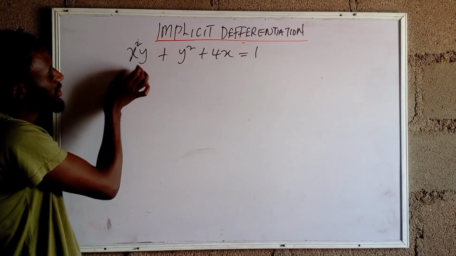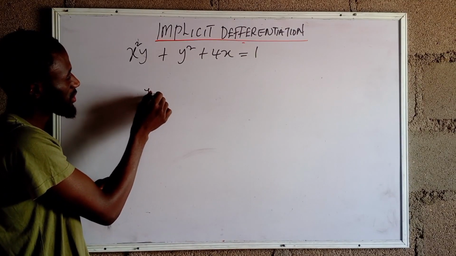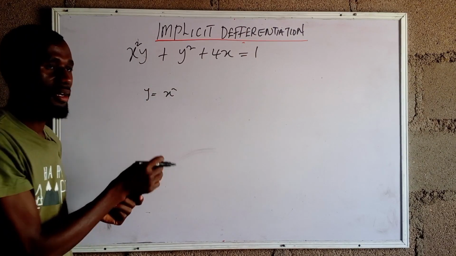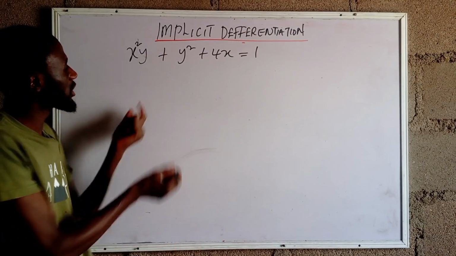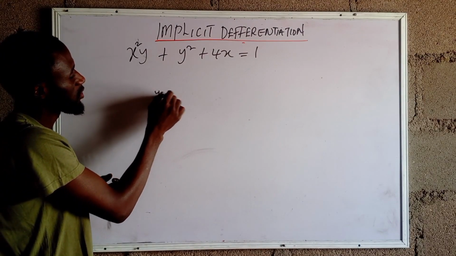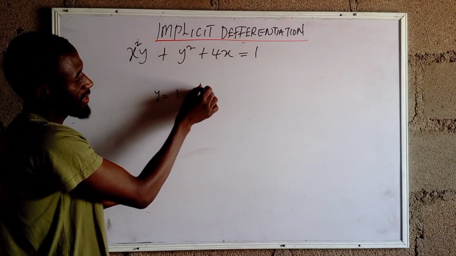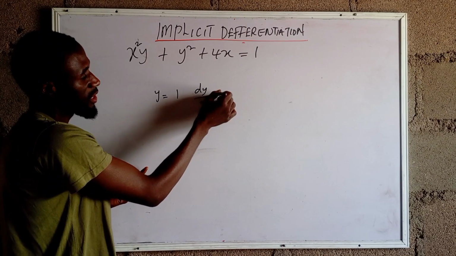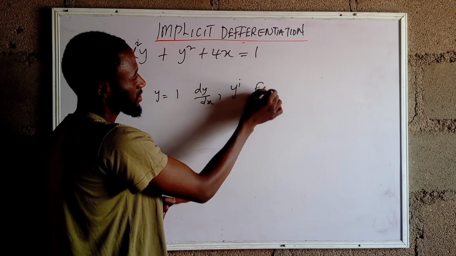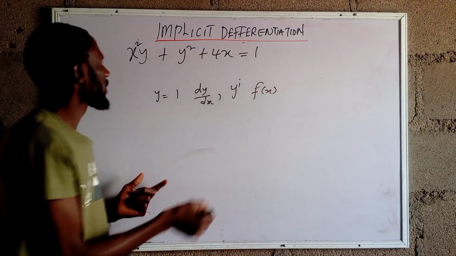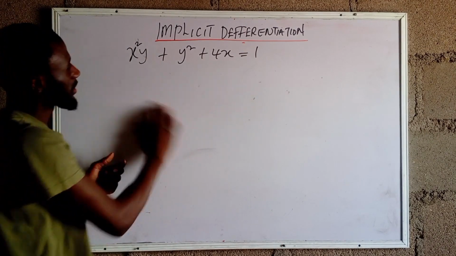If you look at this one, x and y are both contained, not as in the normal case. As we know, the function is usually given as y equals x squared or something else. But in the case of an implicit function, once you differentiate y, you get 1, then you multiply with either dy over dx, or y prime, or f prime of x. Therefore, we are going to learn the implicit function here.